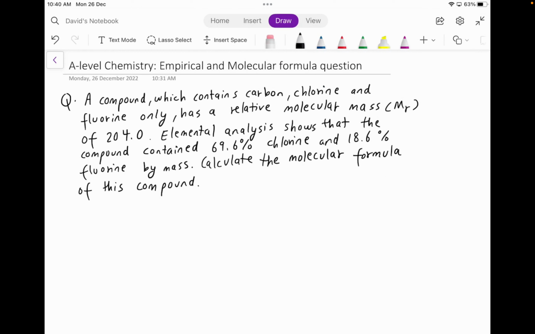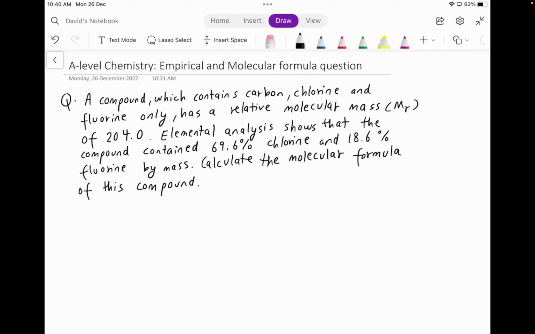Now, this question has a lot to take in. It's about 4 marks. However, it's combining the concepts of empirical formula, moles, and molecular formula. So it's like a really good question to practice all 3 of them together.